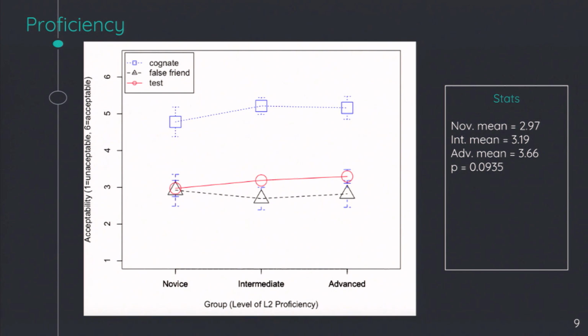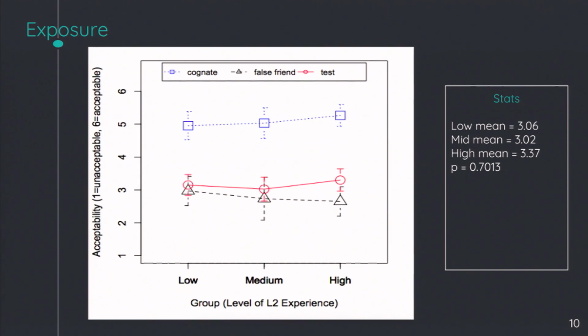And the p-value is 0.0935, so while it's not statistically significant, it's a good trend in the direction of being statistically significant. So based on exposure, again, the y-axis is the acceptability, where 1 is the least acceptable and 6 is the most acceptable. The x-axis has the groups based on their level of L2 experience, so the low, medium, and high. Cognates are the blue squares still, false friends are the black triangles, and the test items are the circles in between. So again, the cognates and the false friends pattern as we expected, where cognates are the most acceptable and false friends are least acceptable, and the test items, again, kind of fall in between.